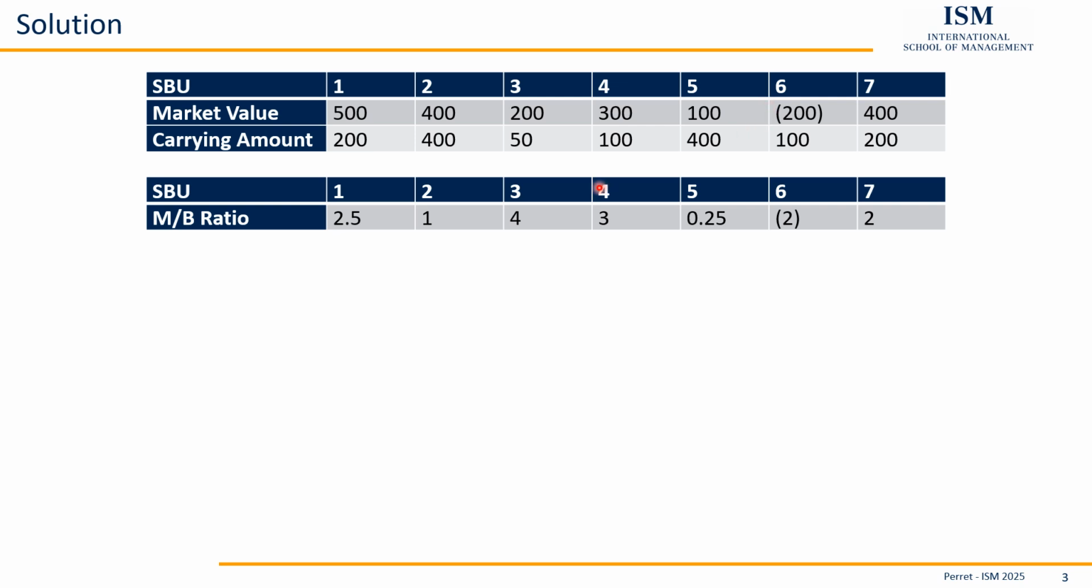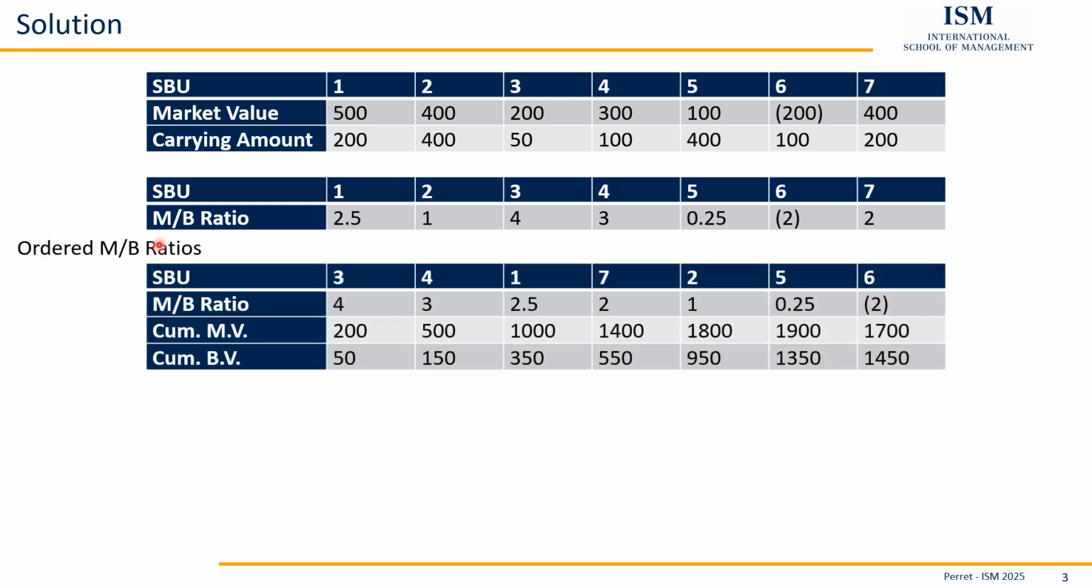If I divide this, I get these numbers, and then I'm just going to order the business units according to the MB ratios, from highest to lowest MB ratio. In addition to this, I also calculate cumulated market and book values.